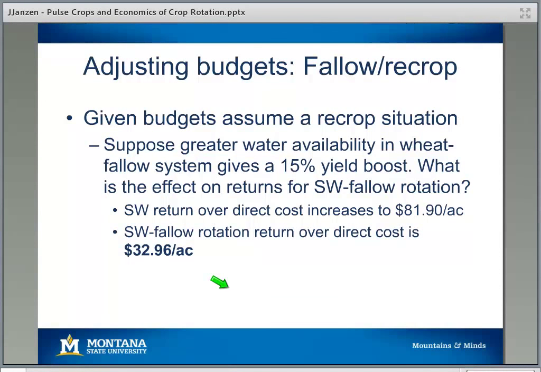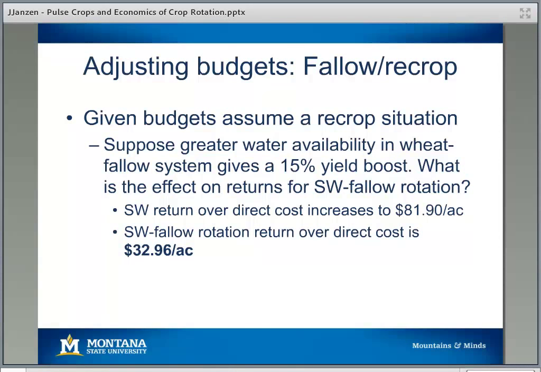Obviously, now we want to start to think about how we can adjust those enterprise budget estimates of profitability for some of the things that we know about differences across rotations. So one of the things is that in those NDSU budgets, they assume that we're always in a recrop situation, that we're in a continuous cropping system. And we might think that a wheat fallow rotation does have some significant benefits. Higher yields are possible because of greater water availability, because we didn't plant a crop in the last year and we didn't use up soil moisture.